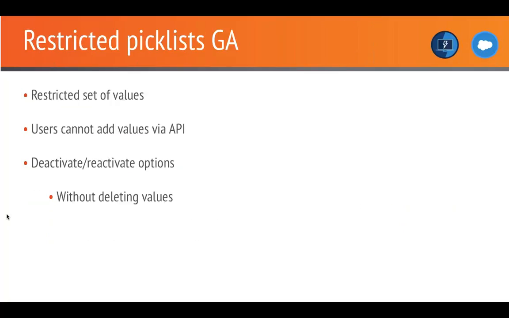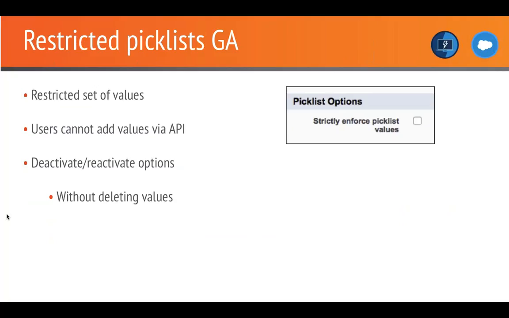Restricted pick lists are now generally available. So, much like I was saying in the global pick lists, this allows you to define a restricted set of values by checking the box of strictly enforced pick list values when creating a pick list field. And what this means is that you can't add values via the API outside of that predefined set.